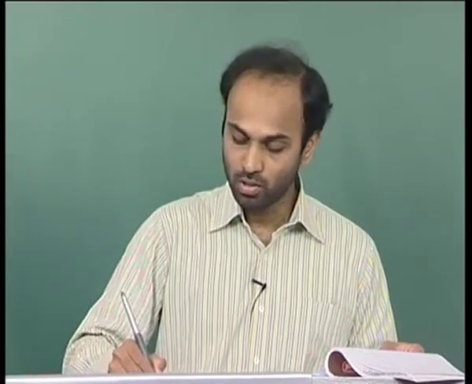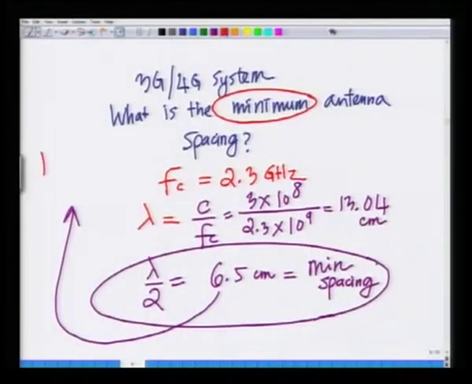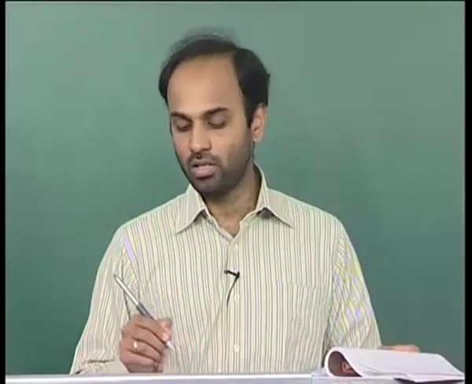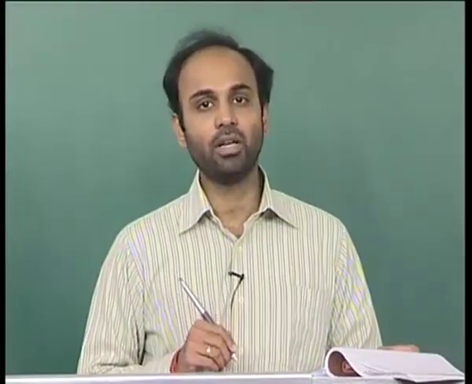So, it is possible to place multiple antennas on a 3G or 4G phone. All right. Therefore, we can extract receive diversity and drastically reduce the bit error rate.